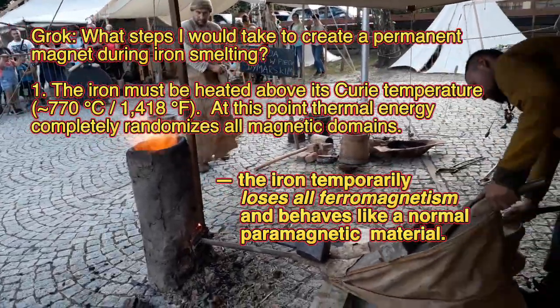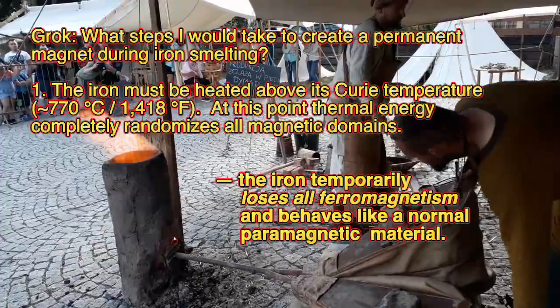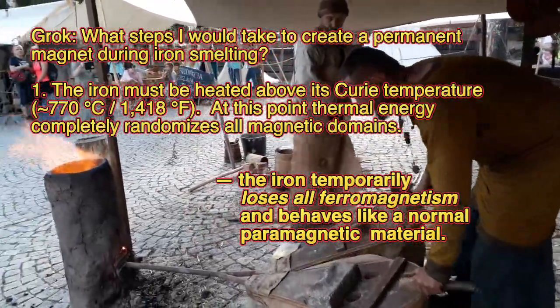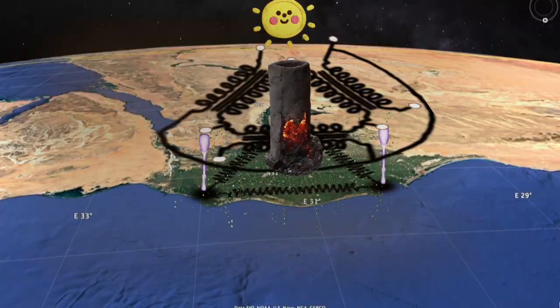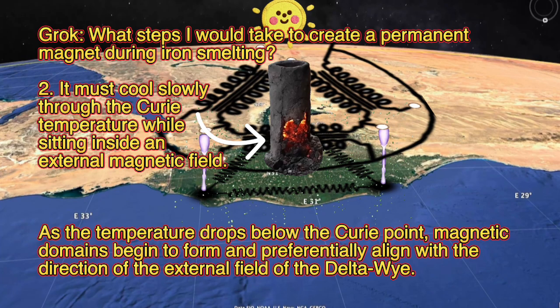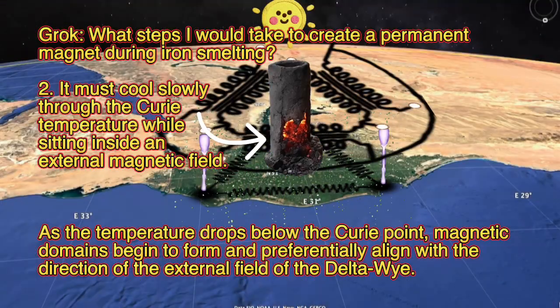At this point, thermal energy completely randomizes all magnetic domains. The iron temporarily loses all ferromagnetism and behaves like a normal paramagnetic material. It has no effect from the magnetic fields. 2. It must cool slowly through the Curie temperature while sitting inside an external magnetic field. Now, all iron cools within the Earth's weak magnetic field. But what if we applied a stronger one, such as the delta Y, over the top? This would be the magnetic field that would influence the iron during cooling.